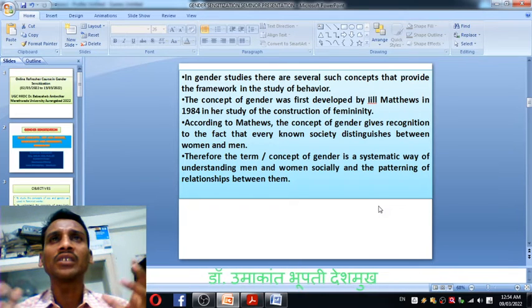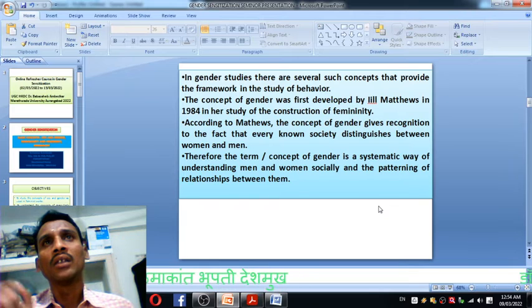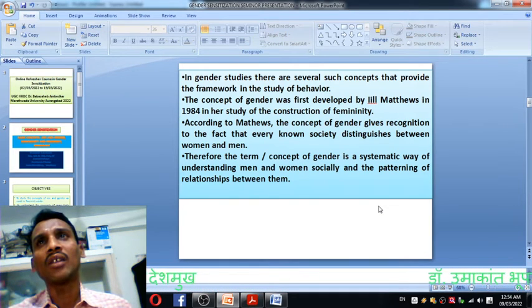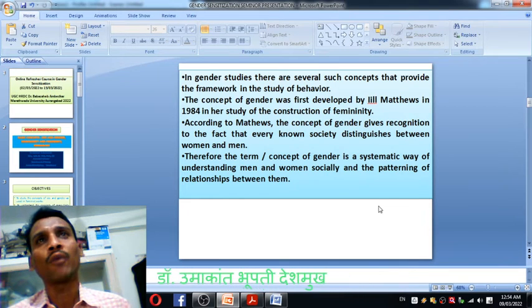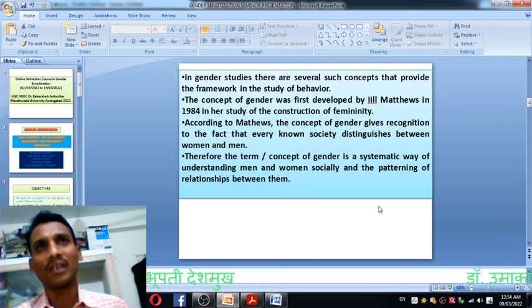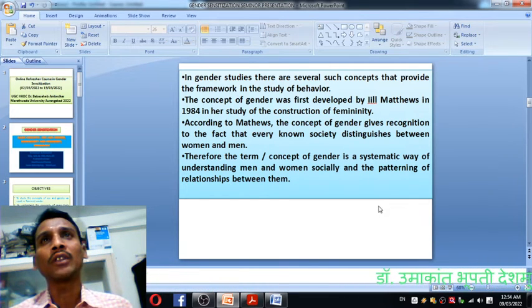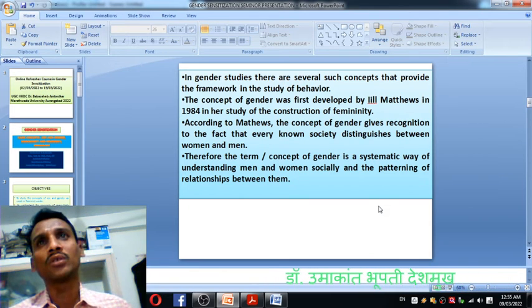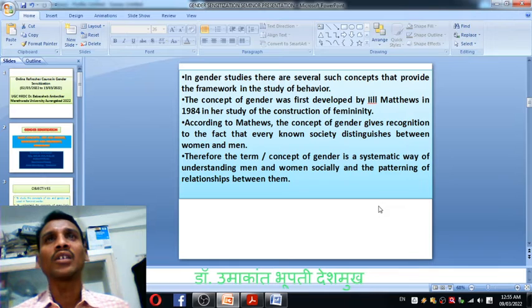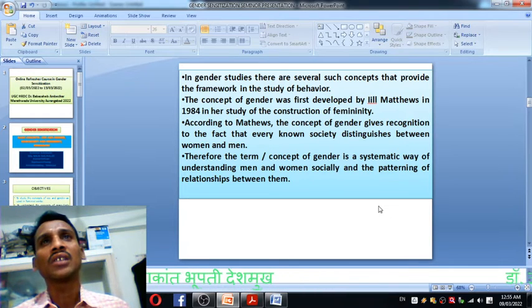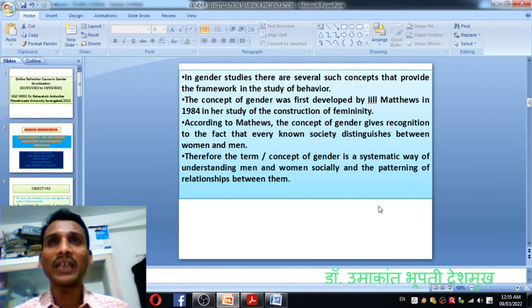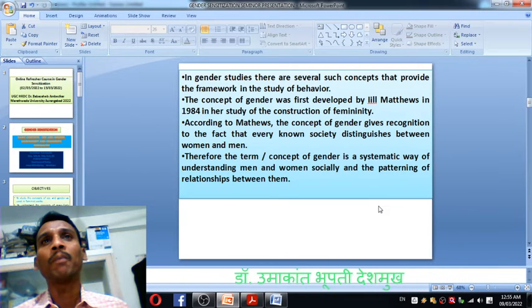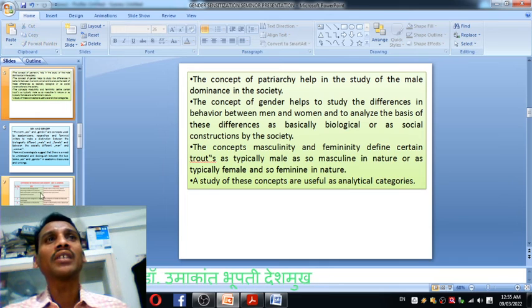So in this seminar we are going to discuss gender studies. There are several concepts that provide the framework in the study of behavior. The concept of gender was first developed by Ann Oakley in 1984 in her study of the construction of femininity. According to Matthews, the concept of gender gives recognition to the fact that every known society distinguishes between women and men. Therefore, the concept of gender is a systematic way of understanding men and women socially and the patterning of relationships between them.